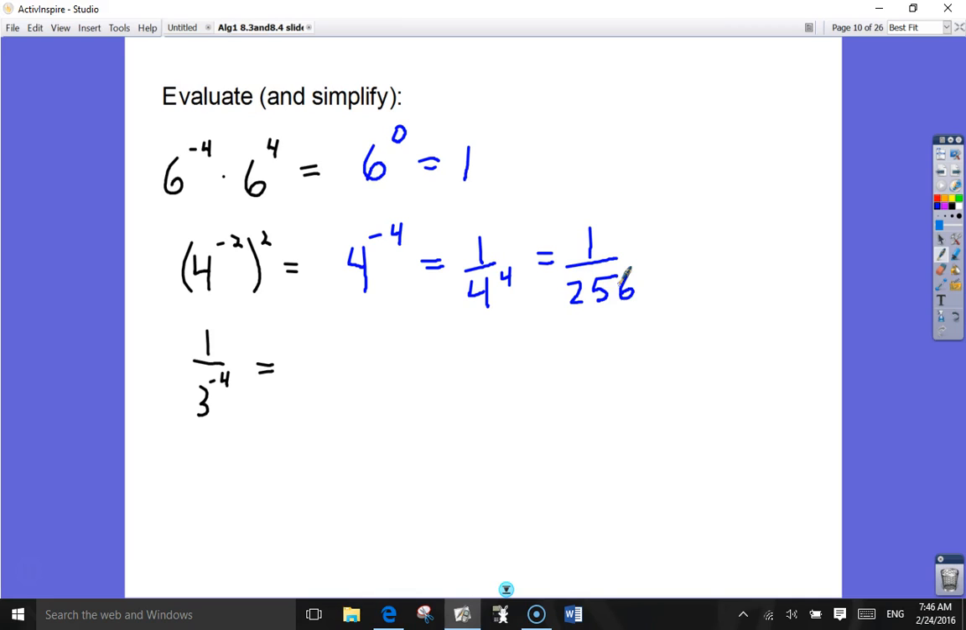What about 1 over 3 to the negative 4? 3 to the positive 4, which is?